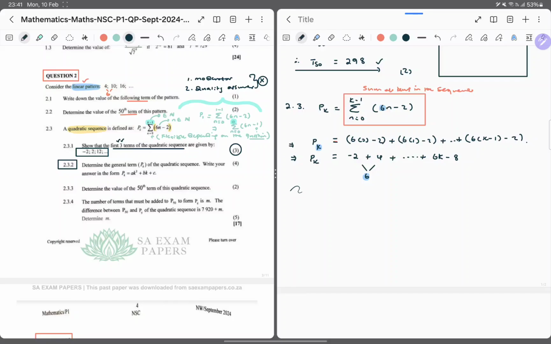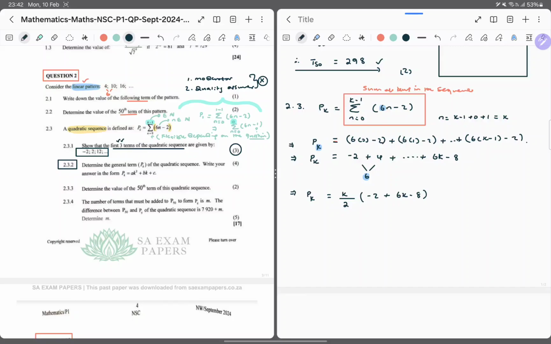So we can say safely, guys, that P sub k, in an arithmetic series, we know that it's going to involve the number of terms. But now the number of terms is what? Is the top minus the bottom plus 1. So that's another thing to note, n is going to be k minus 1 minus 0 plus 1, which is just k. So we know that the number of terms here is going to be k, divided by 2, into the first term, which is minus 2, plus the last term, which is 6k minus 8.